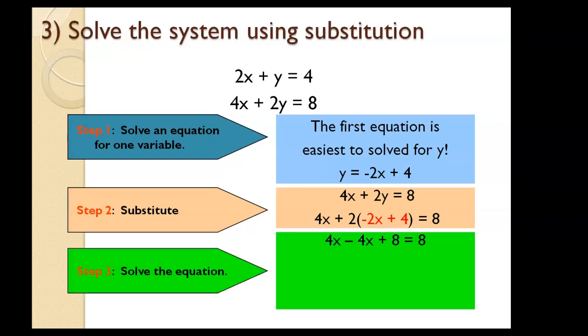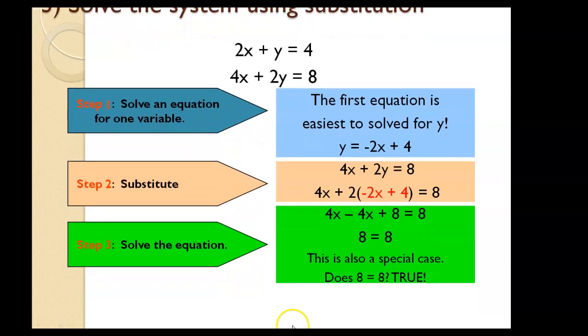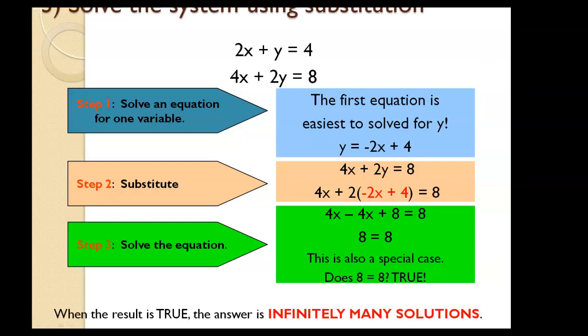Once you distribute and solve, 4x got completely eliminated. So you end up with 8 equals 8. But now the statement is always true. And so if the statement is always true, that means we've got infinitely many solutions. So the answer is infinitely many solutions.